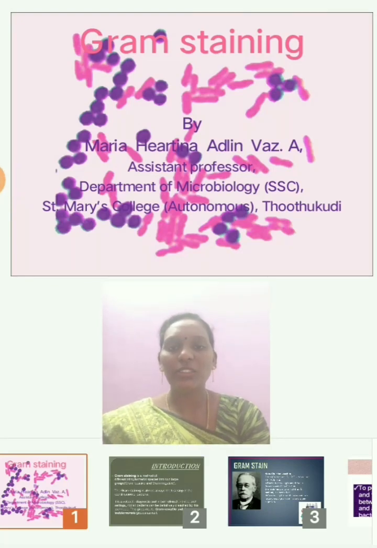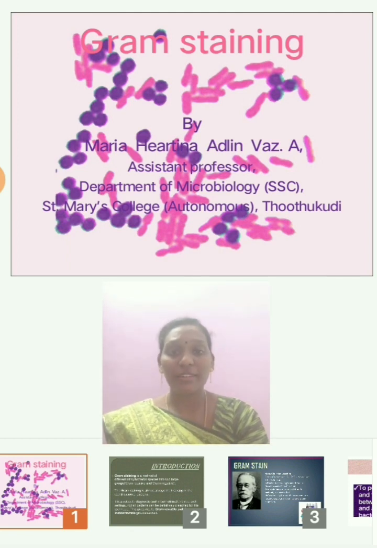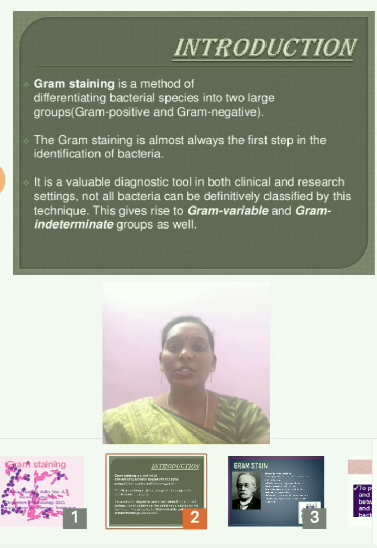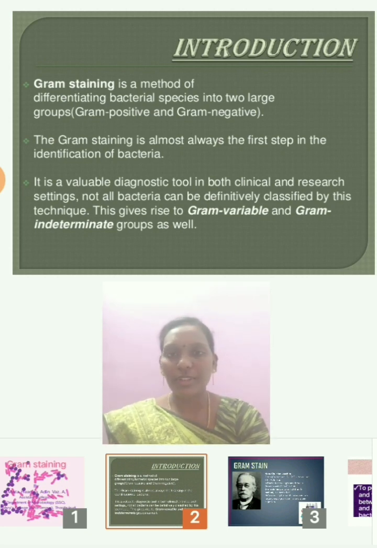Today we are going to learn about gram staining, which is a very basic technique done in the field of microbiology to identify bacteria. So, an introduction regarding gram staining. This is a method used to differentiate two groups of bacteria, or two large groups of bacteria, called gram positive and gram negative bacteria, and this is the first step in identifying a bacterial culture or a bacterial specimen which is given to you.